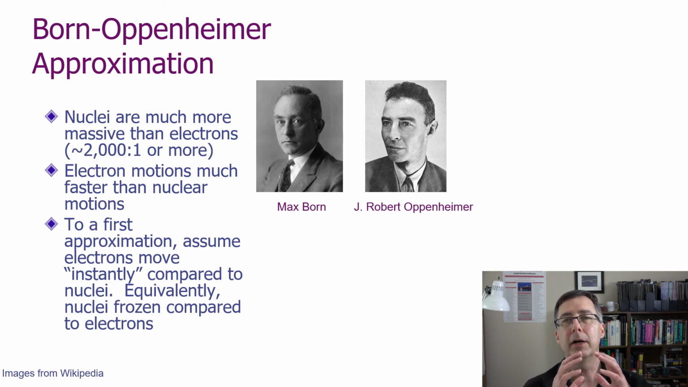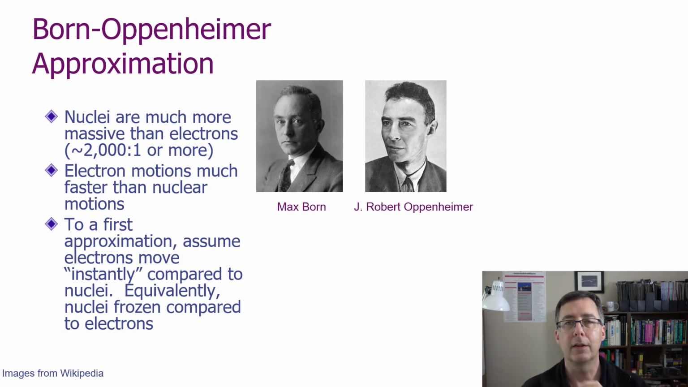The nuclei are much more massive than the electrons by a factor of at least 2,000 to 1, frequently more than that. And so therefore, it shouldn't surprise you that the electrons zip around very much faster than the nuclei do because they're much lighter. Okay? So to a first approximation, what we're going to do is say that the electrons can rearrange themselves almost instantly anytime the nuclei move, okay?